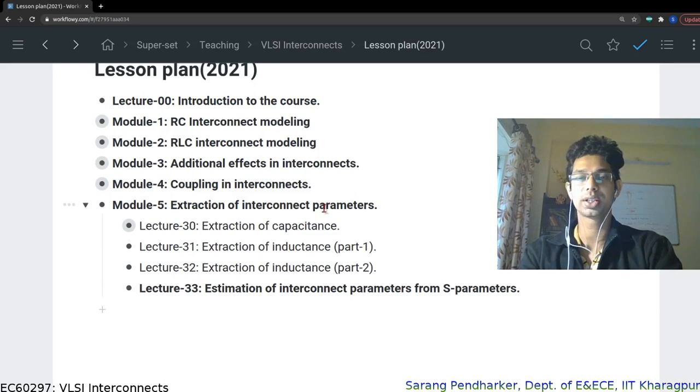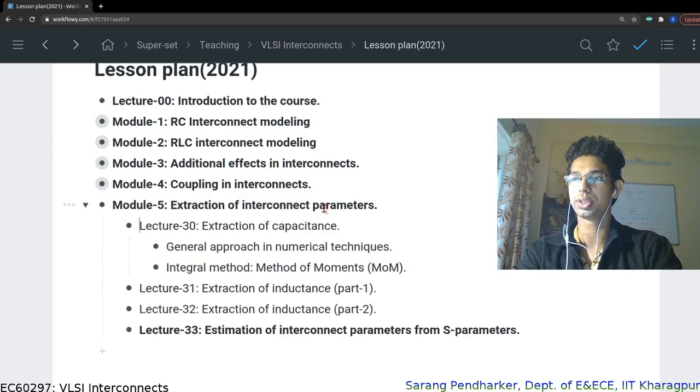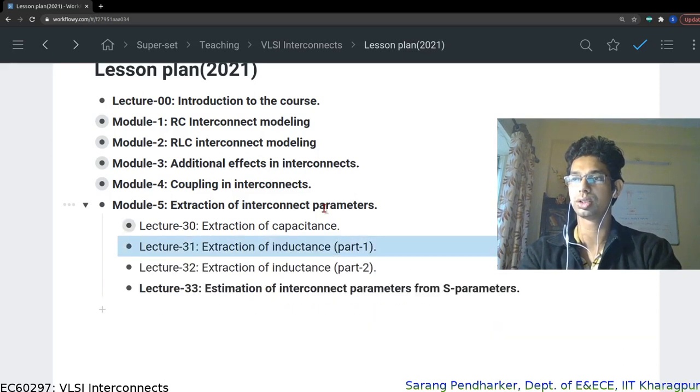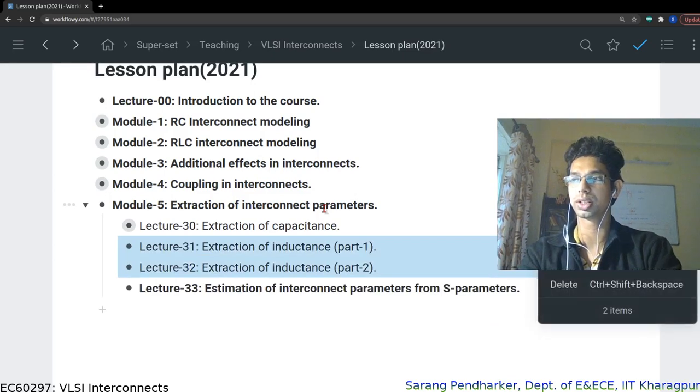In the previous 3 lectures we saw the extraction of capacitance, and then in the last 2 lectures we discussed extraction of inductance. In the discussion for extraction of inductance, the extraction of resistance was also there. We were extracting the series impedance of the interconnect. The real part of that would correspond to the resistance, and the imaginary part would correspond to the inductive reactance, and from there inductance can be estimated.